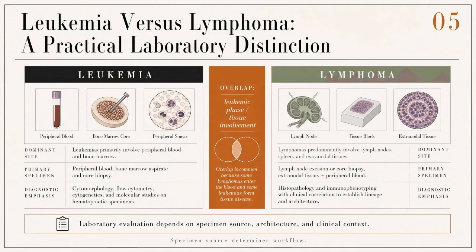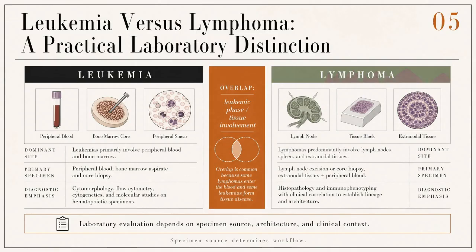In summary, distinguishing leukemia from lymphoma in the laboratory is a practical exercise that requires a nuanced understanding of pathology, specimen handling, and diagnostic techniques. Mastery of these concepts aligns with our HTL 308 learning goals by reinforcing the critical link between histotechnology practices and clinical outcomes.